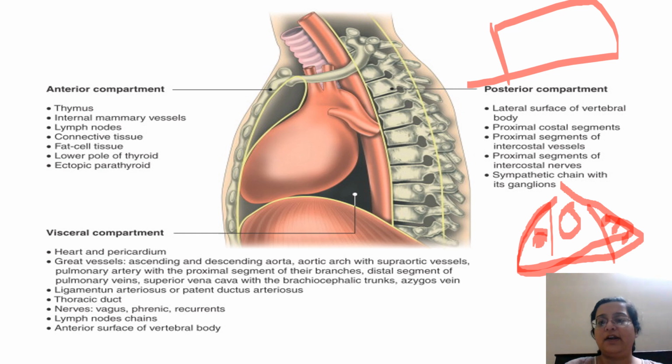So in the posterior part you get vertebral bodies, the rib, the posterior edges of the rib, the ganglia, most important. You might get lymph nodes, some small lymph nodes, and blood vessels.